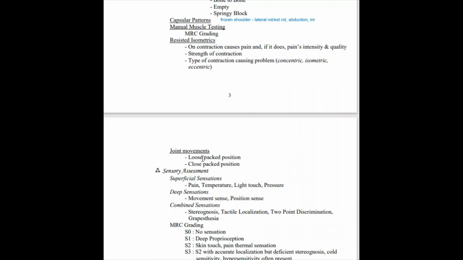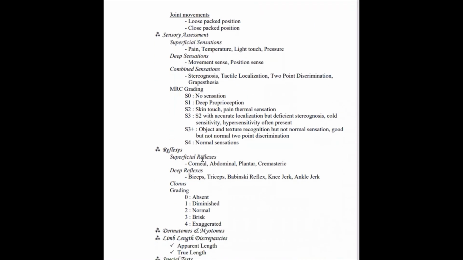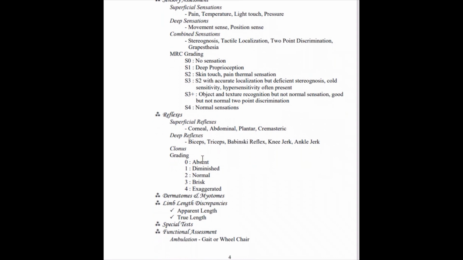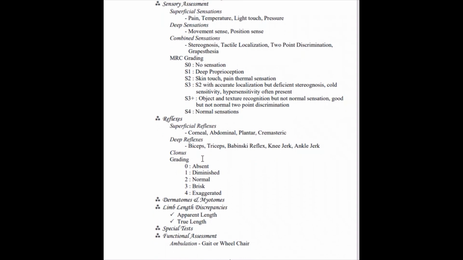So you have to see, as I'm only covering the assessment format, I'm not getting deep into it, but you need to see all the joints' loose pack and close pack positions. Now coming to the sensory assessment, it consists of superficial sensation, deep sensation, and combined sensation. For superficial sensation, you need to check pain, temperature, light touch, and pressure.